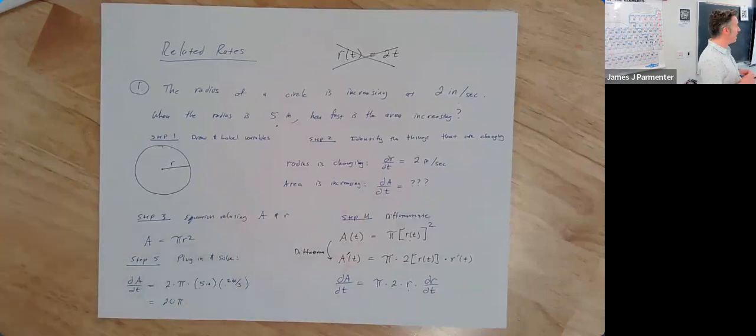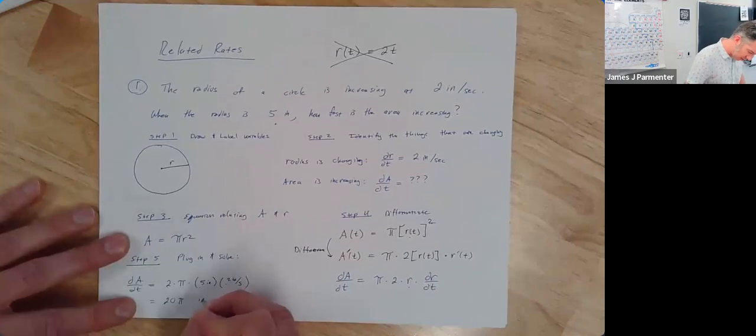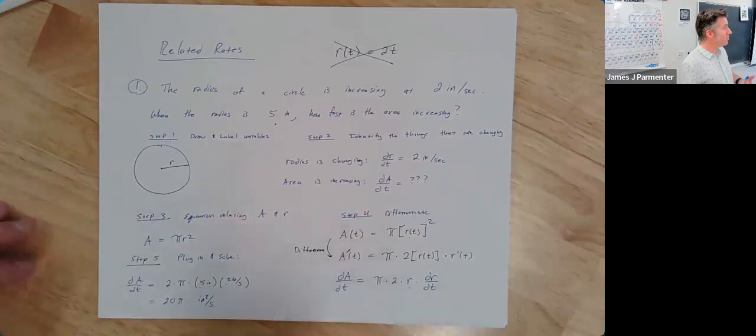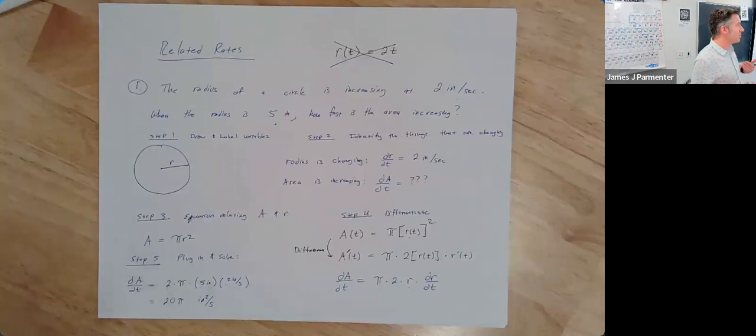And the units end up being what they should end up being. Inches times inches per second, which is inches squared per second, which should be the units if we're talking about the rate of change of an area. Or if it was a volume, I should have gotten inches cubed per second. Or if it was a length, I should have gotten inches per second.